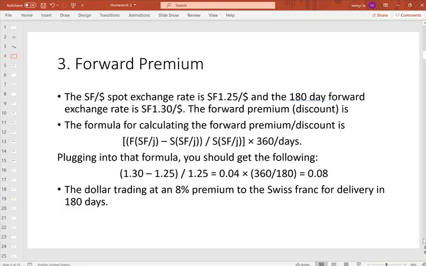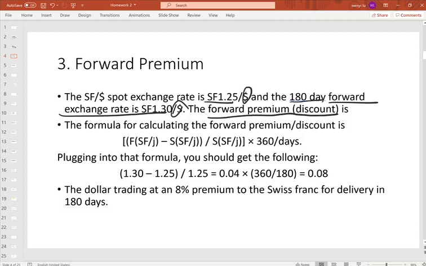Next questions. It's for the forward premium. Our Swiss franc to the dollar's spot exchange rate is 1.25 Swiss francs per dollar. Our 180 days forward exchange rate is 1.3 Swiss francs per dollar. What's the forward premium or discount, right?